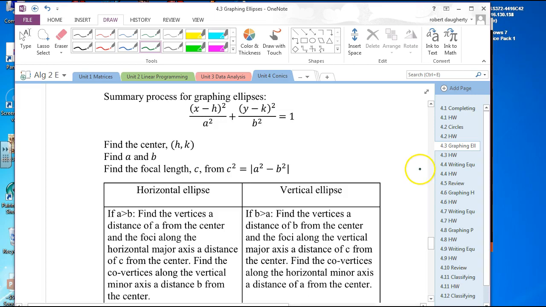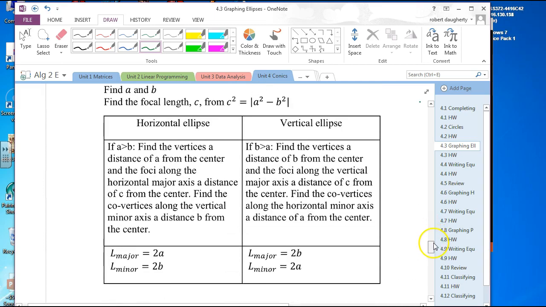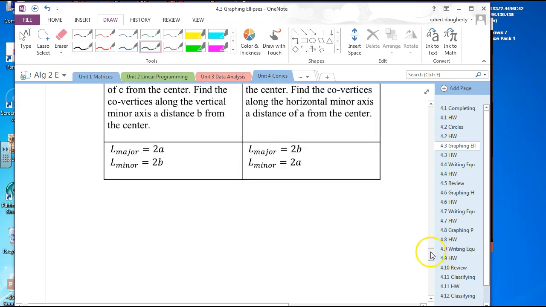So if it's a horizontal ellipse, that means it's stretched out this way. On that horizontal line, you're going to have a center, 2 foci, and 2 vertices. On the vertical, you'll have co-vertices. If it's a vertical ellipse that's stretched longer than it is thin, on this vertical line, you'll have a center, 2 foci, and 2 vertices. And on the horizontal, you'll have what? The co-vertices, okay? So you got to get solid with that.